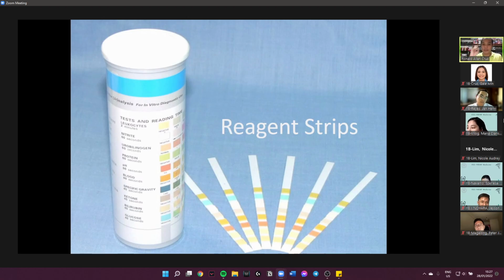And as far as reading your parameters are concerned, you will not read them all at the same time. Some will take 60 seconds, some will take 45 seconds, some will take 2 minutes, etc. So you take note of that. You do not read everything at the same time.